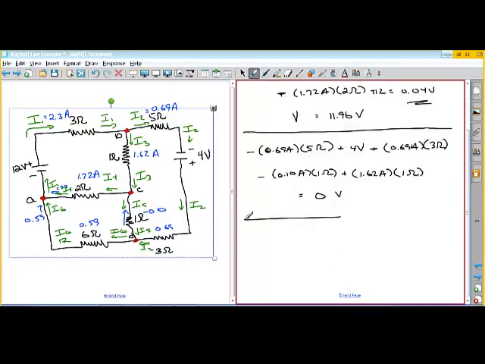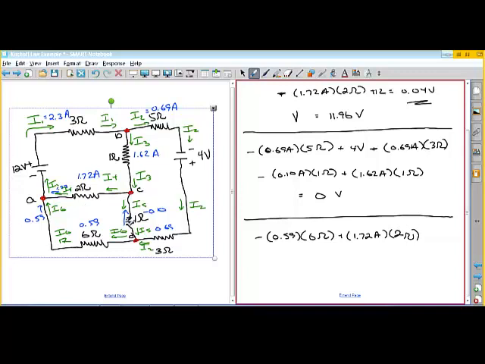Okay, and then the final loop is the bottom loop here, but we don't have that many things in it. So we have voltage drop across this resistor, so it's going to be I6, which is 0.59 amps times the resistance, 6 ohms. Up here we have a voltage rise because the current's going from right to left. So you'll have a drop in this direction, so you'll have a rise in the other direction. So it's going to be positive, so we have plus 1.72 amps times 2 ohms.